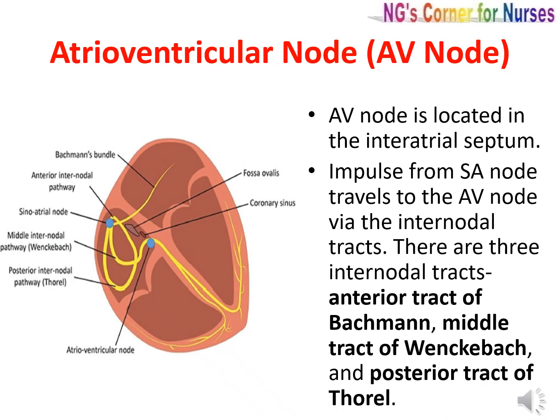Next is the atrioventricular node or AV node. It is located in the lower part of the interatrial septum, just above the attachment of the septal cusp of the tricuspid valve or opening of the coronary sinus. Impulse from the SA node travels to the AV node via the internodal tracts. You can see in the picture there are three internodal tracts: anterior tract of Bachmann, middle tract of Wenckebach, and posterior tract of Thorel.